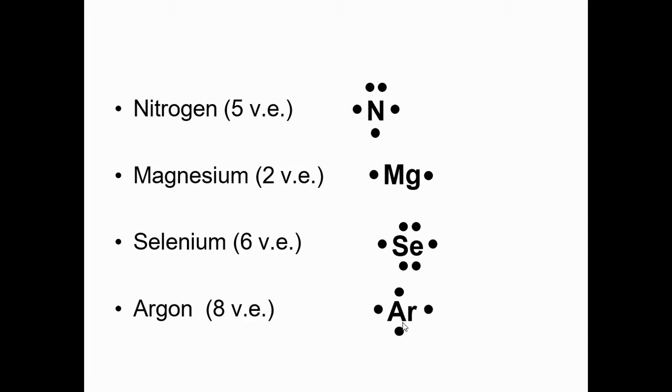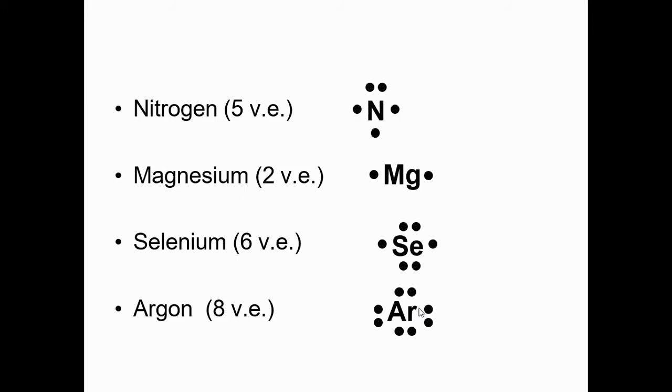1, 2, 3, 4, 5, 6, 7, 8. Okay, this is what everyone wants to look like, and none of these do. Nitrogen, in order to have 8 around it, needs 3 electrons. Magnesium, in order to have 8 around it, needs 6 electrons. Or you could get rid of these 2 electrons, and then you go to a full shell because now you look like the noble gas above it. Selenium needs 2 electrons. Argon is happy the way it is.